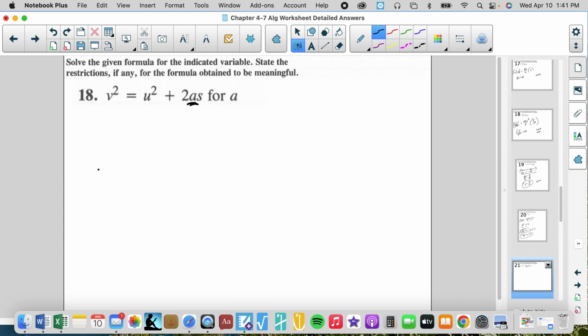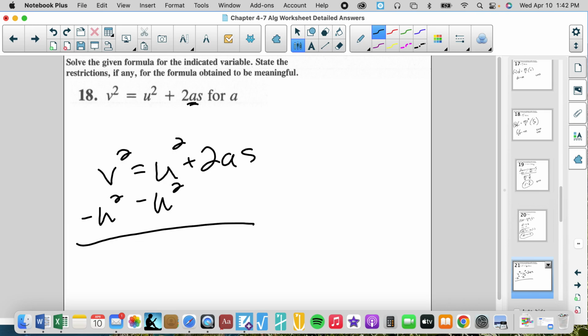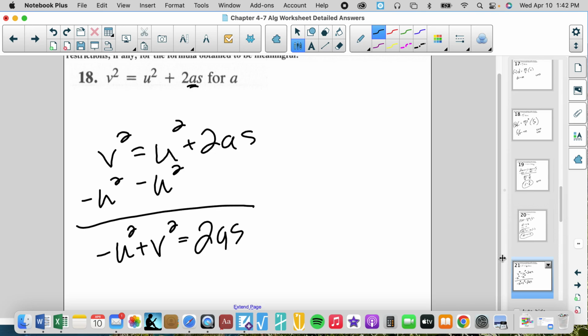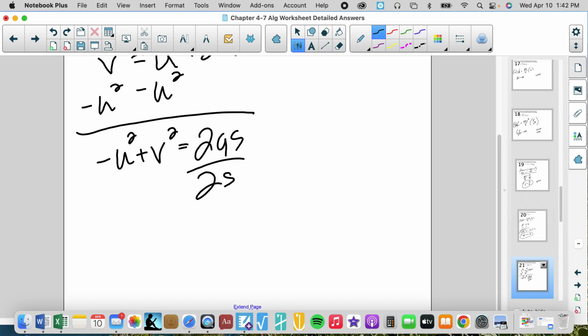We have A here, so V squared equals U squared plus 2AS. We're solving for A. We're going to get rid of that U squared first. Okay, I'm going to write it in standard form, even though it pains me to write the negative first. 2AS. We're isolating for A, so we'll divide by 2S. Opposite of U squared plus V squared all over 2S equals A.